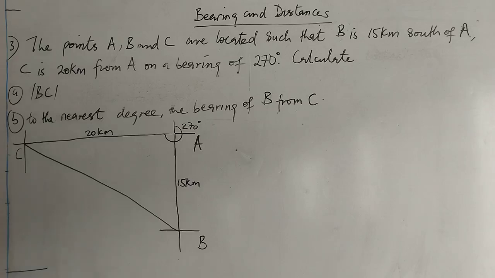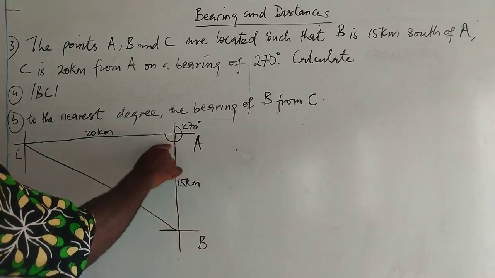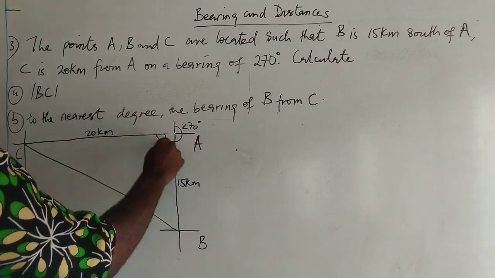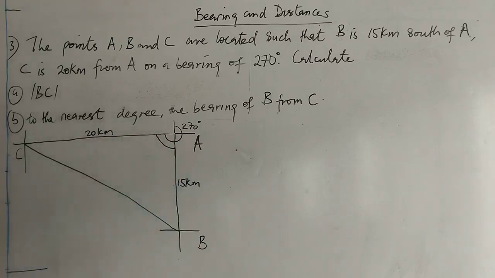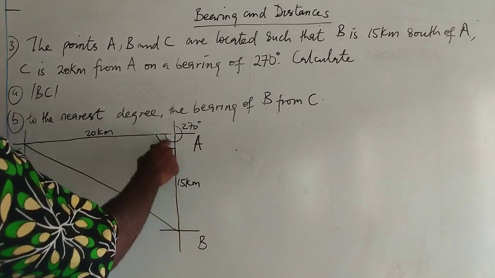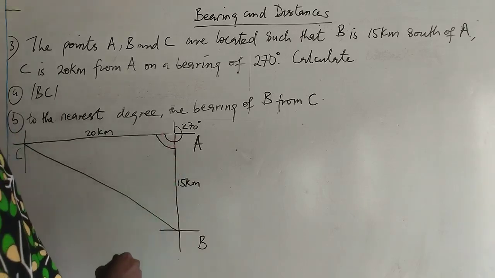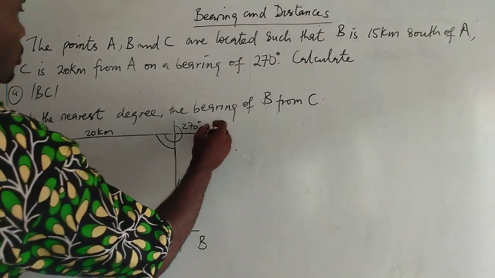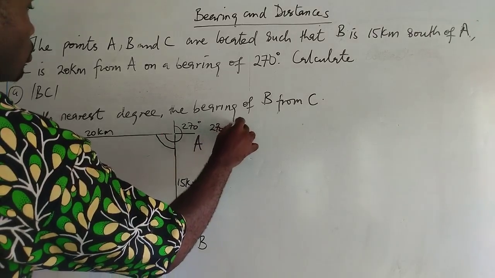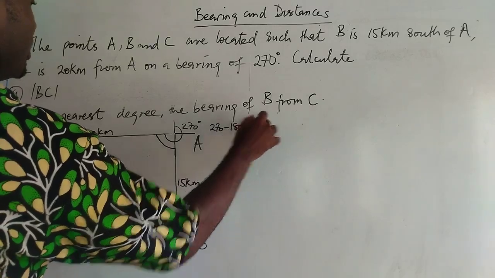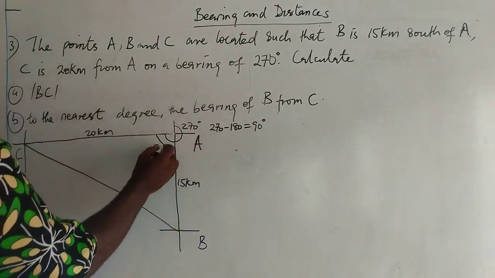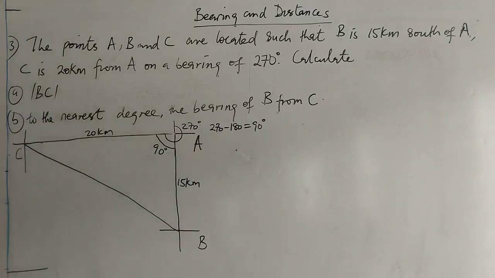270, meaning that to get only this portion, which is what we are looking for, is going to be 270 minus 180. That will give us 90 degrees. So here is 90 degrees. That's our included angle.